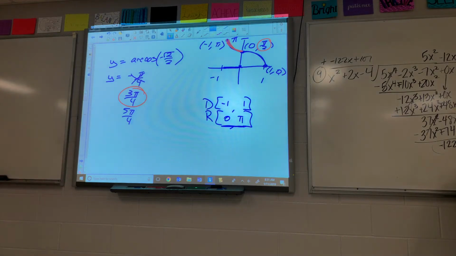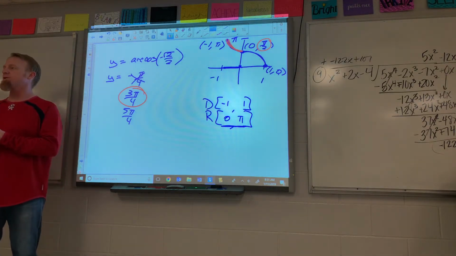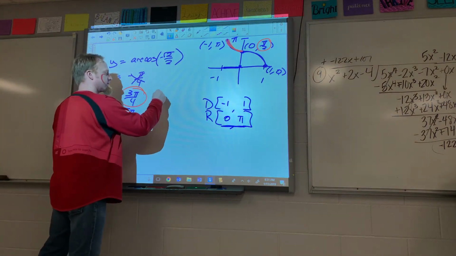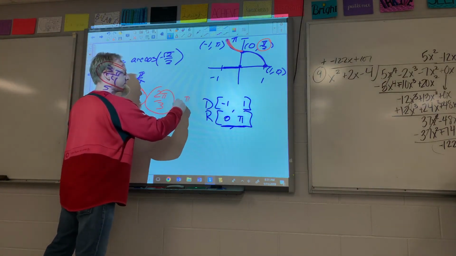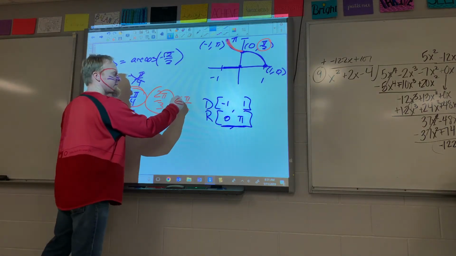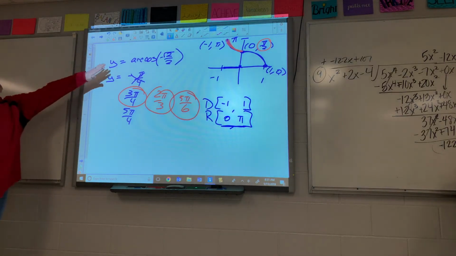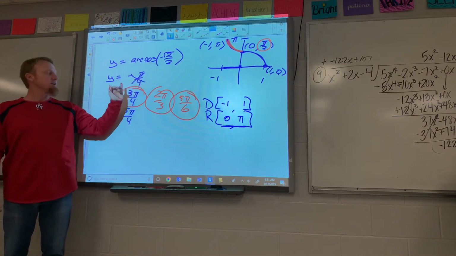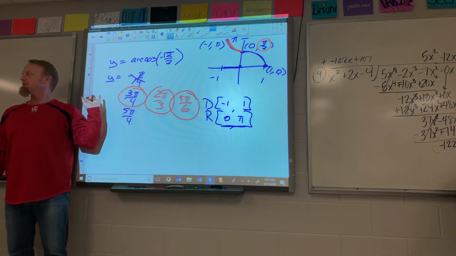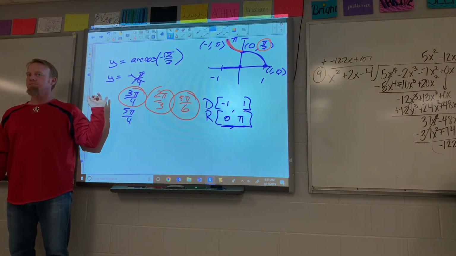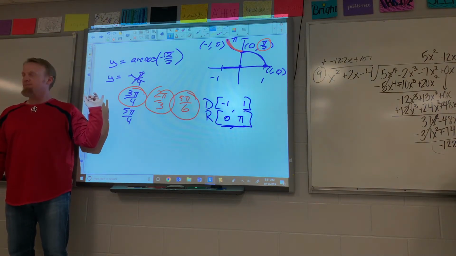If I'm dealing with pi over 3, what's my answer for pi over 3 in quadrant 2? Look at your unit circle. What's the answer for pi over 3 in quadrant 2? 2 pi over 3. And then what about pi over 6? What's my answer? 5 pi over 6. What do you notice about the numerators of all three of those answers in relationship to the denominators? They are 1 less. So anytime you're dealing with inverse cosine and you have a negative, you know that the top has to be 1 less than the bottom. Got it? So let's try another one.